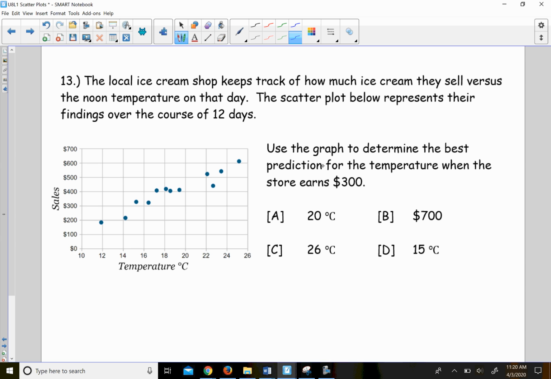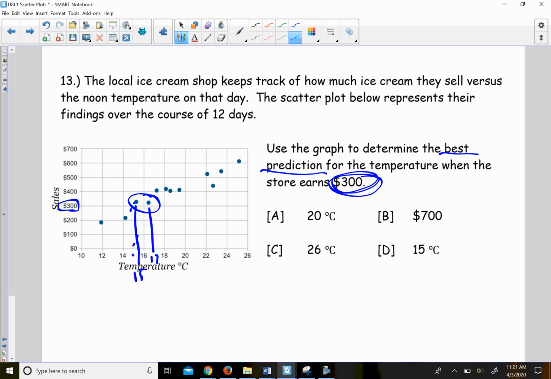So use the graph to determine the best prediction. Best prediction means it's not going to be perfect, for the temperature when the store earns $300. Again, $300 is the number they're giving us. That's not your temperature. Dollars is your sales. So here's your $300 right here. Where would this fit in? Well, the points are hitting around here. These two points are the closest that I have. So the temperature is going to be between, I'd say, 15 degrees and probably 17 degrees.